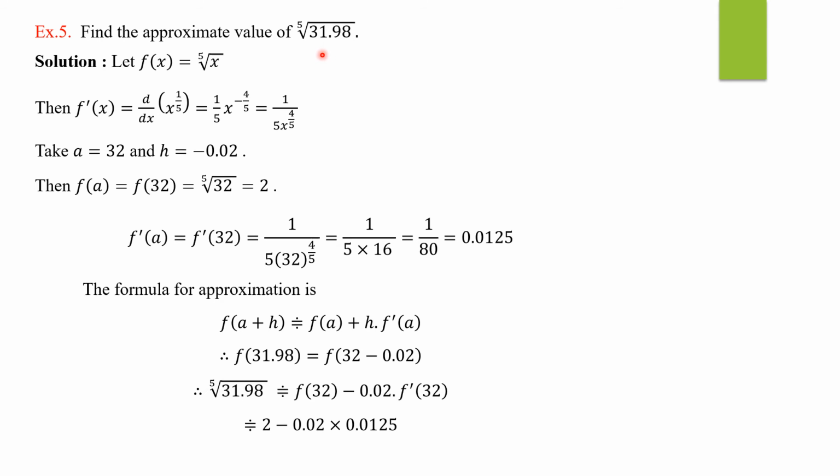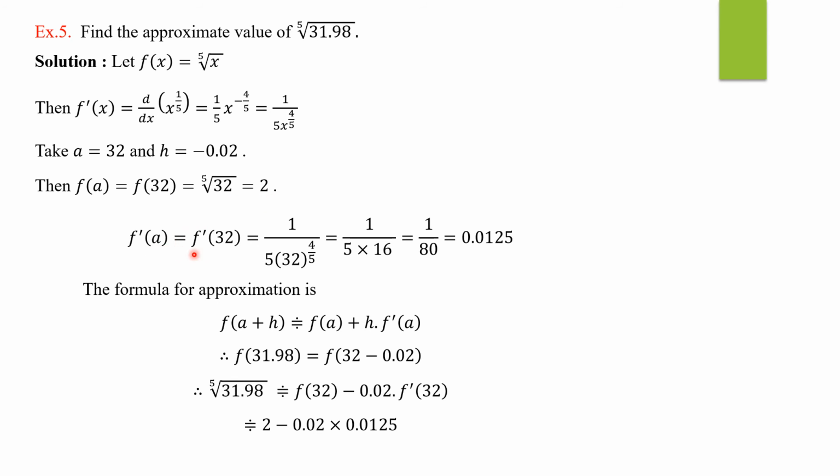The number 31.98 is split as 32 minus 0.02. Therefore, take a equal to 32 and h equal to minus 0.02. Then f of a, that is f of 32, is equal to the fifth root of 32. We know that 2 raised to 5 is 32. Therefore, f of 32, its value is 2.